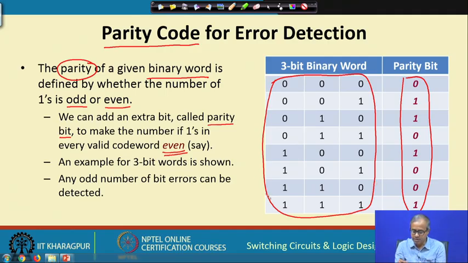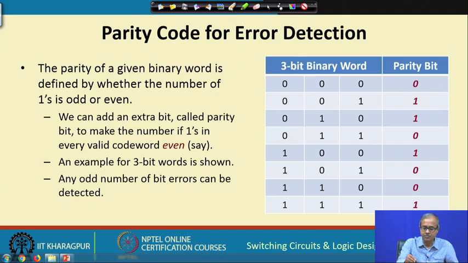So, parity bit you can define like this: it will be 0 if the number of ones in the binary code word is even, it is 1 if the number of ones is odd. You see, it is 1 if the number of ones is odd. So, this is how you add these parity bits.